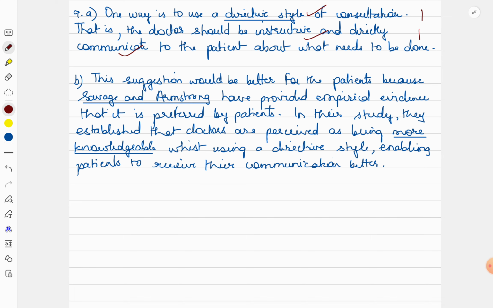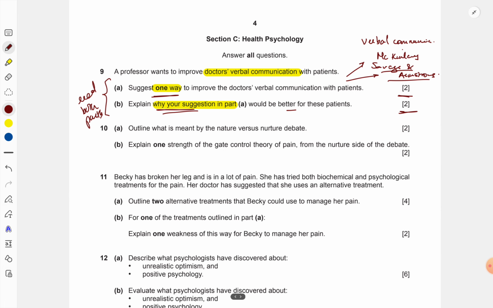So again here, how the marking will be done is that for naming that the reason is empirical evidence, I'll get 1, and then exactly what that empirical evidence is, how it has shown why patients prefer this type of communication, for that I will get 1 more mark. Okay, let's come to the next question.